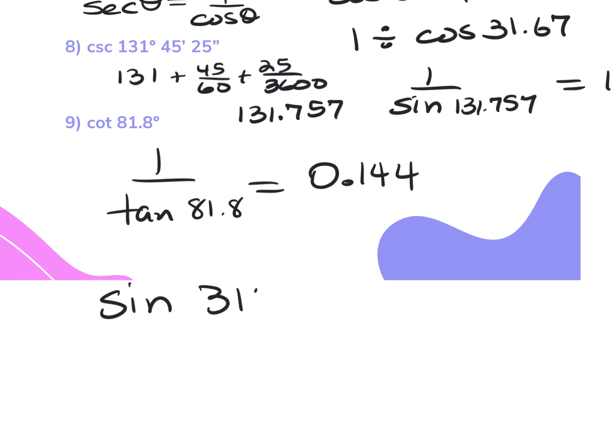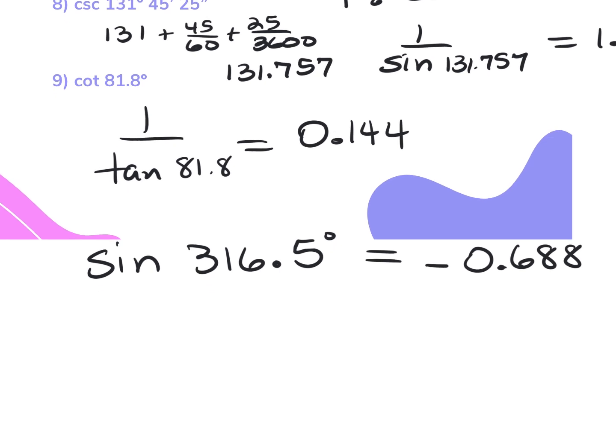Let's do the sine of 316.5 degrees. So no inverse here. There is a button that has sine on it. Once you do this, you should be getting negative 0.688. Let's do another one with just degrees and minutes.